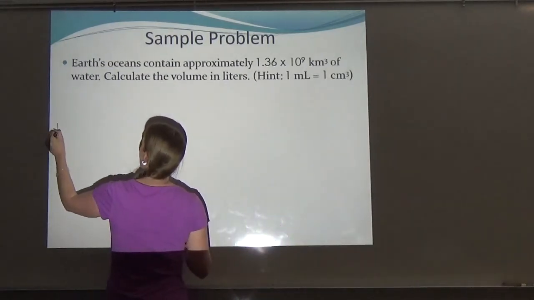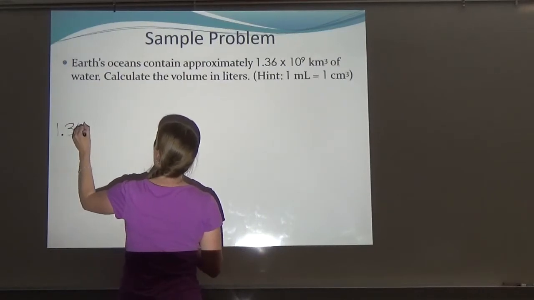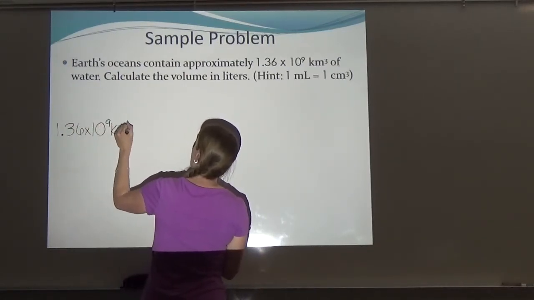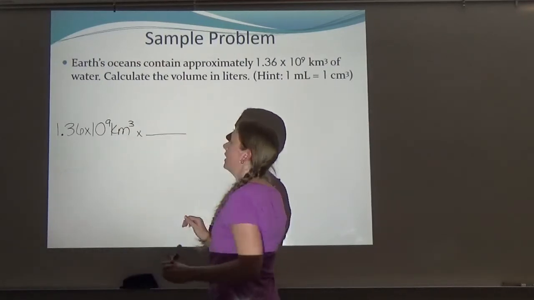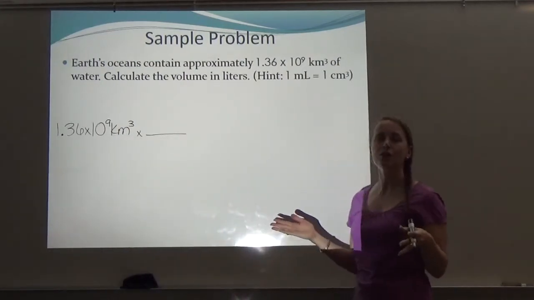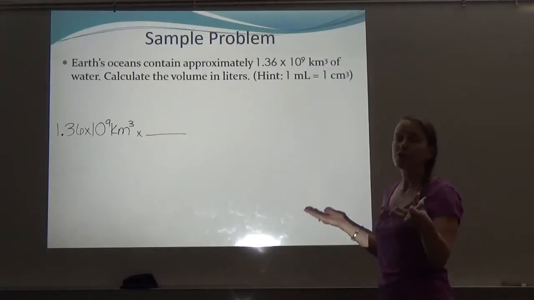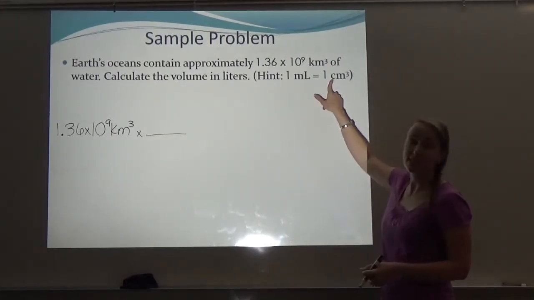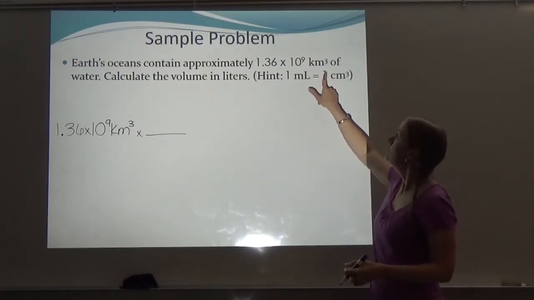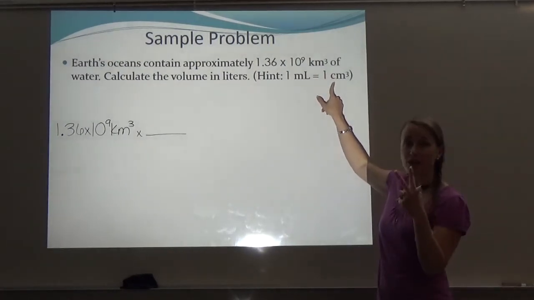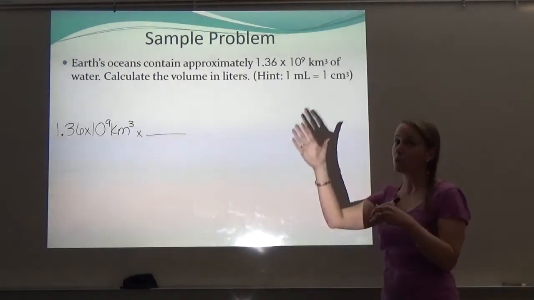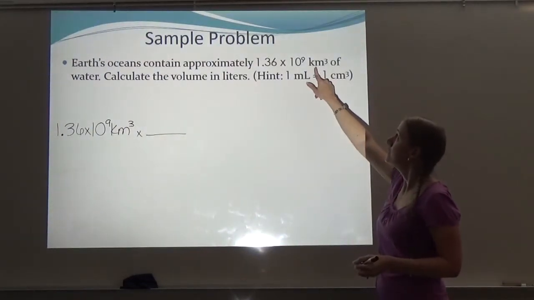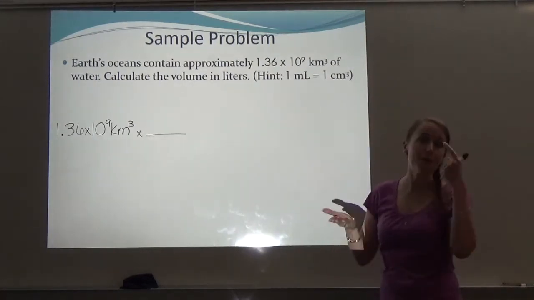So we have 1.36 times 10 to the 9 kilometers cubed. All right, so for right now, just pretend like the cubed isn't even there. I'll show you how to deal with that in just a second. So we're trying to get from kilometers to centimeters. That is two different prefixes, so we have to do that in 2 steps. Because remember, it's one prefix unit is 10 to the x base unit. So first, I'm going to deal with getting from kilometers to my base unit.